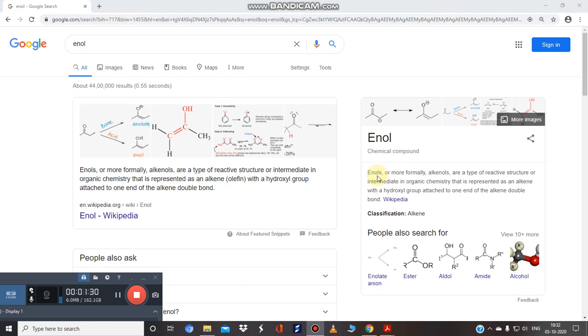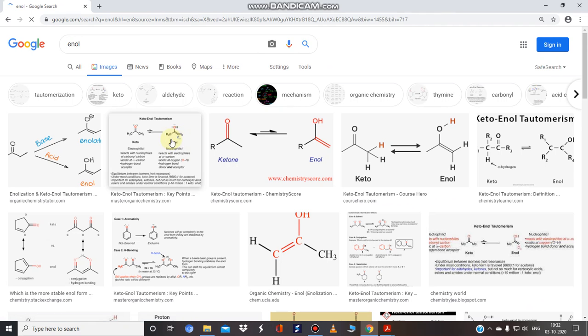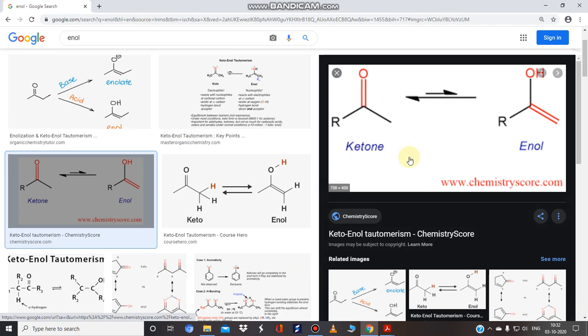And see this, these are the enols. They were formerly known as alkenols, but they are now generally known as enol or enolate ions. They are a type of reactive intermediate in organic chemistry, and they are represented as an alkene with the hydroxyl group attached to one end of the alkene double bond. Here I am opening the structure, so you will see this is the ketone form and this is the enol form.